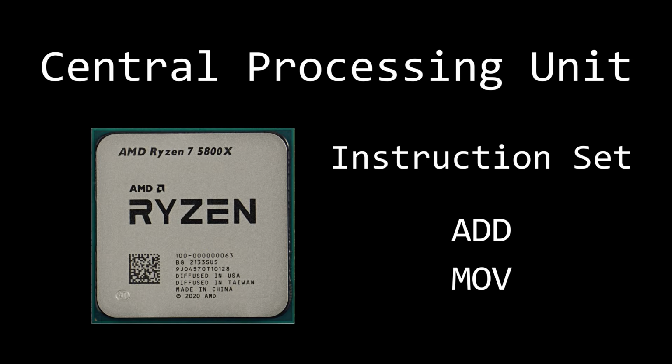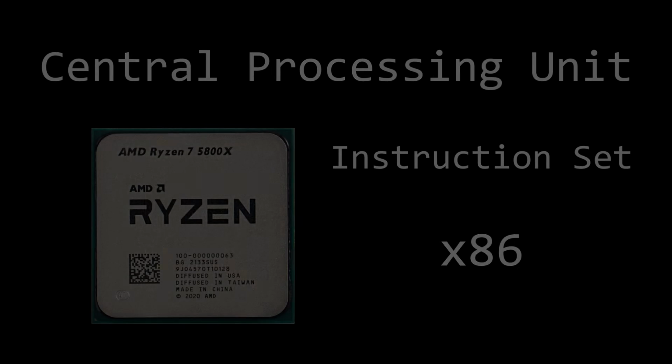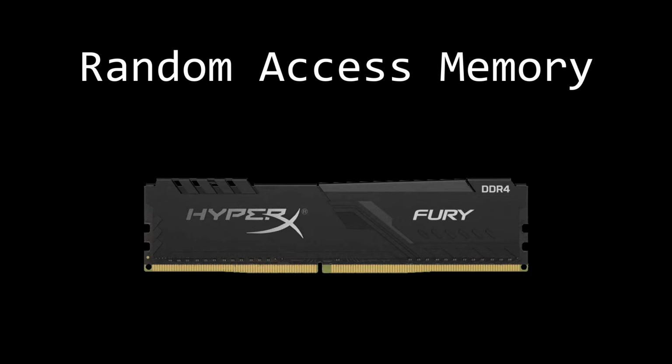The instruction set of this AMD Ryzen processor is called x86. Most desktop computers have a processor with a x86 architecture. The RAM, or random access memory, is the memory that the CPU directly communicates with and running programs use. For example, part of the video you are watching right now is saved in your RAM by the browser to be able to be processed and shown on your screen.